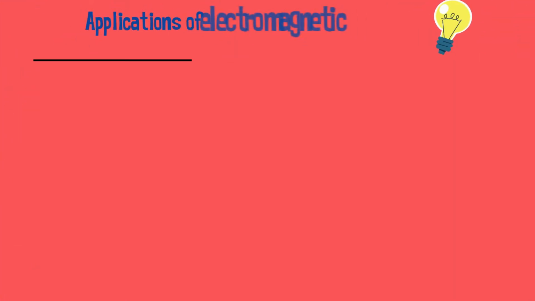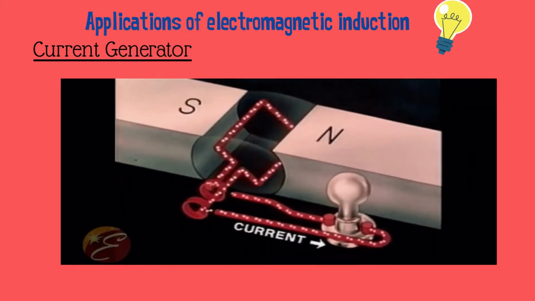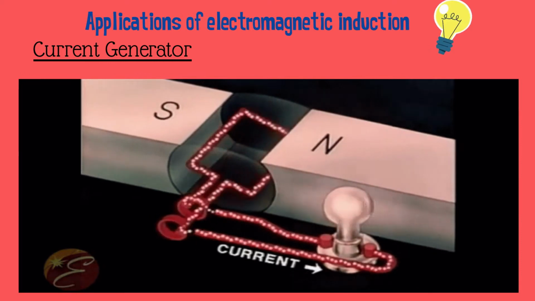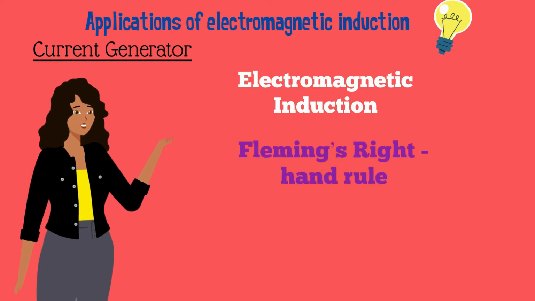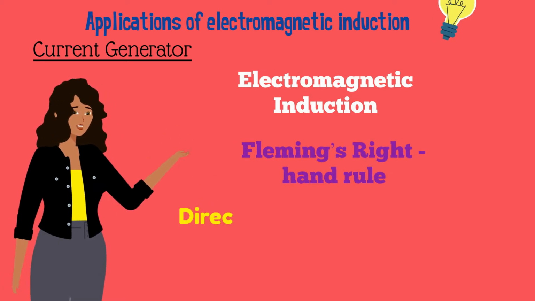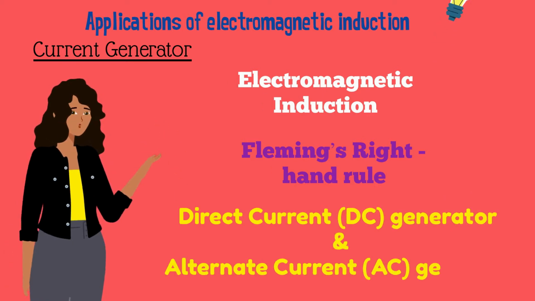For the application of electromagnetic induction, the current generator is considered. A current generator functions by converting mechanical energy into electrical energy. Moreover, it works based on electromagnetic induction and uses Fleming's right-hand rule. Current generators are divided into direct current, DC, generators, and alternating current, AC, generators.